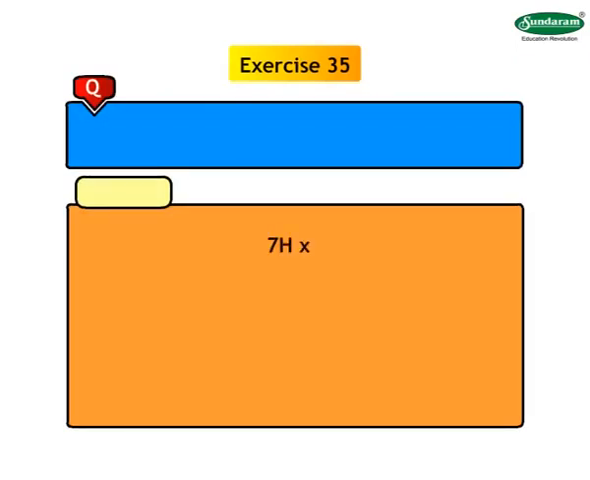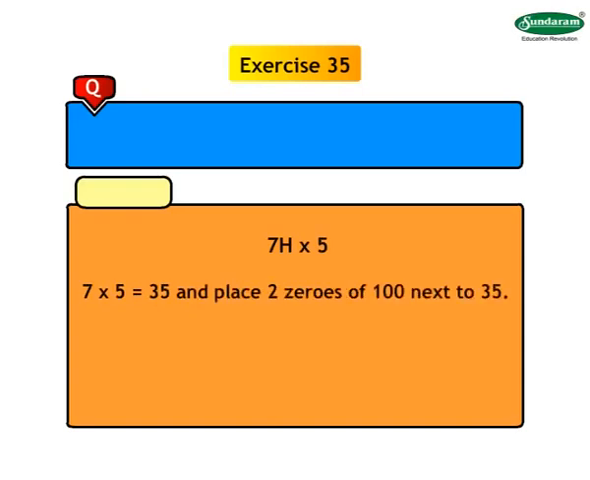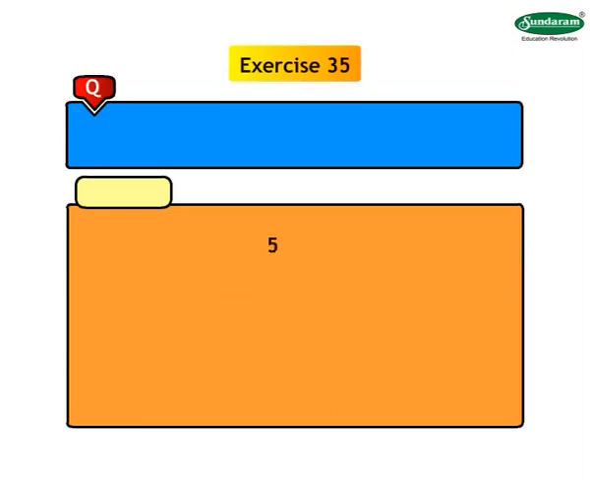7 hundreds into 5 means multiply 7 into 5, which is equal to 35. Place 2 zeros of 100 next to 35. Thus, 700 into 5 is equal to 3,500 units. 500 into 2 is equal to 5 hundreds into 2.